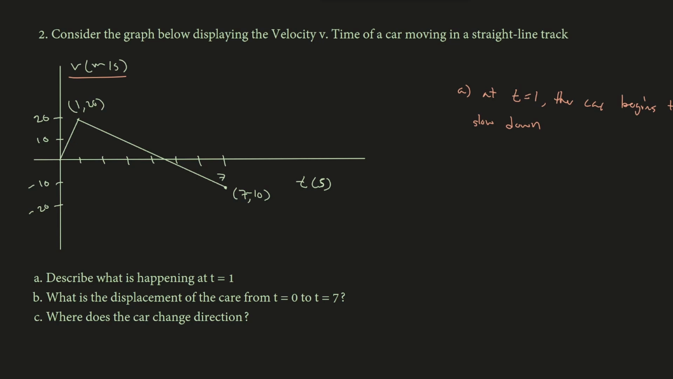And you know this because speed decreases when v has an opposite sign to a, the acceleration. So when v is opposite of a, it is slowing down. Alright, so for B, it's asking us, what is the displacement of the car, not care, from t equals 0 to t equals 7?